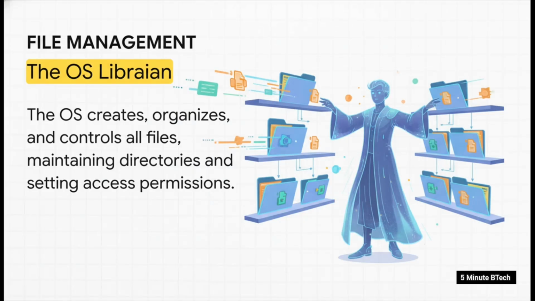And of course, file management. This is where the OS basically becomes the world's best librarian. It knows exactly where every single file is, from that selfie you saved 5 minutes ago to the critical system files it needs to even start up. It creates that whole folder system you see and decides who gets a library card to access what.